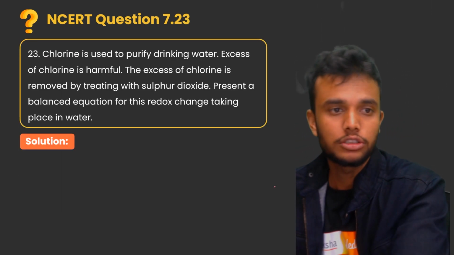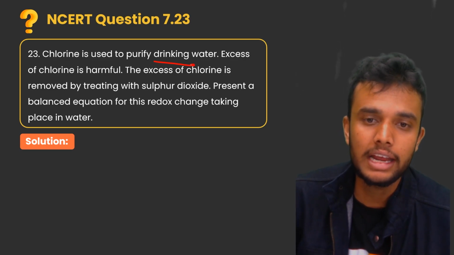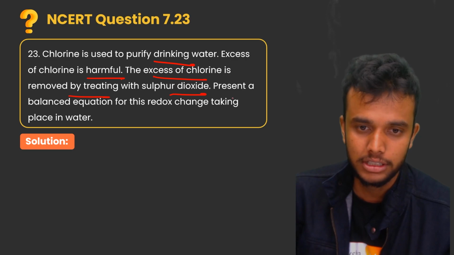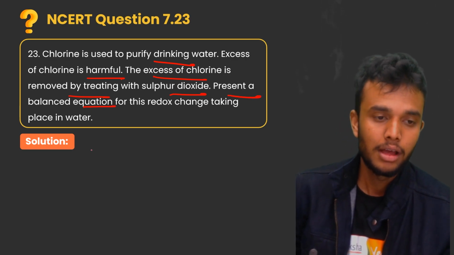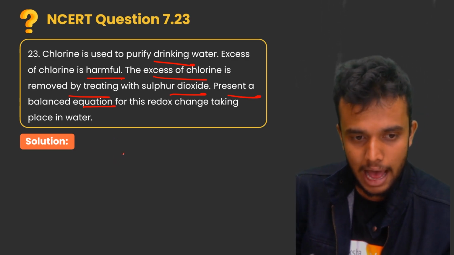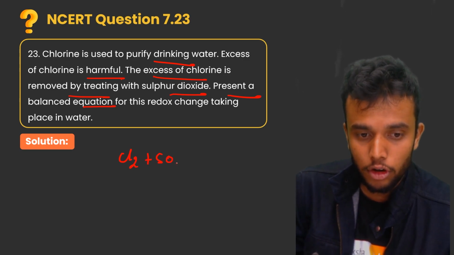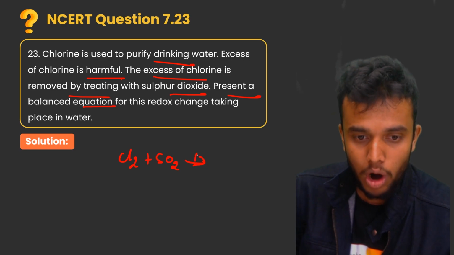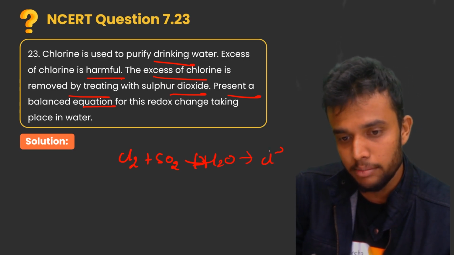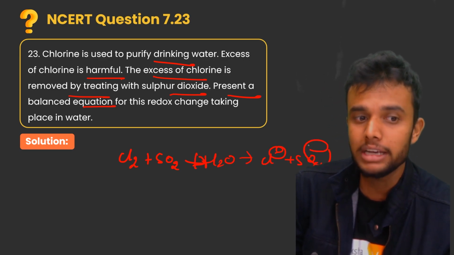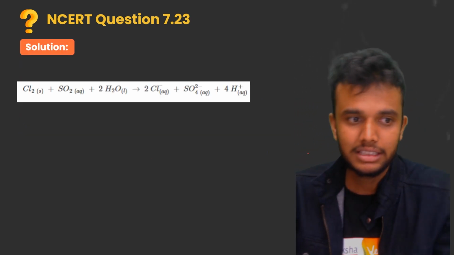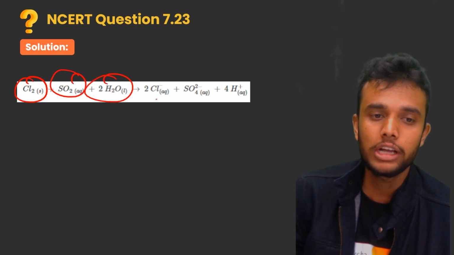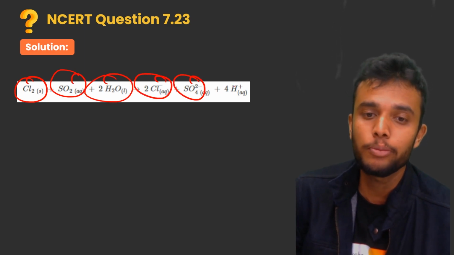Next question, students. Chlorine is used to purify drinking water. Excess chlorine is harmful. The excess chlorine is removed by treating it with sulfur dioxide. Present a balanced equation. Yes, it's absolutely correct. Excess chlorine is removed by reacting with sulfur dioxide plus water to yield Cl minus plus SO4 2 minus. Here we need to mention the balanced final chemical reaction. Cl2 plus SO2 plus 2H2O gives 2Cl minus plus SO4 2 minus plus 4H plus.